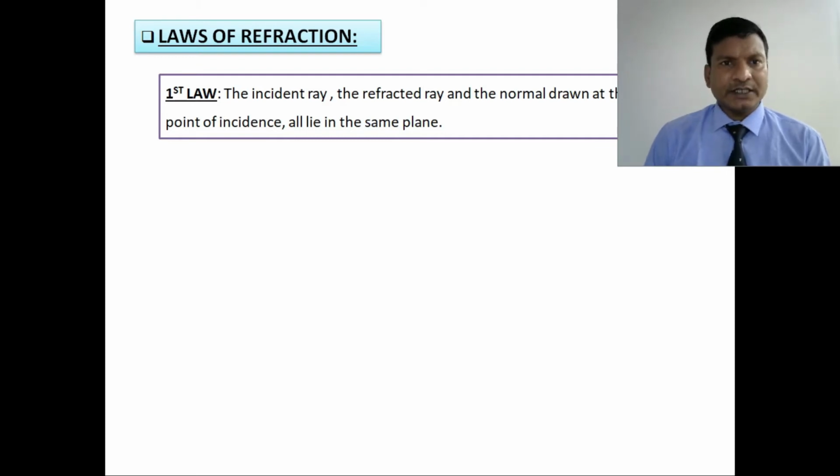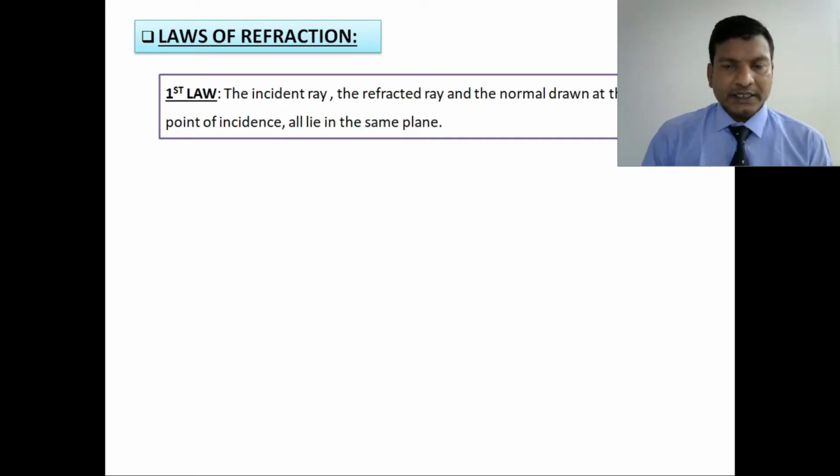Before I start the laws of refraction, you must have studied the laws of reflection in class 9. What are those laws of reflection? Can you tell me? There are two laws of reflection. The first law was: the incident ray, the reflected ray, and the normal at the point of incidence all lie in the same plane. That was the first law of reflection. Whereas the second law of reflection was: the angle of incidence is equal to the angle of reflection.